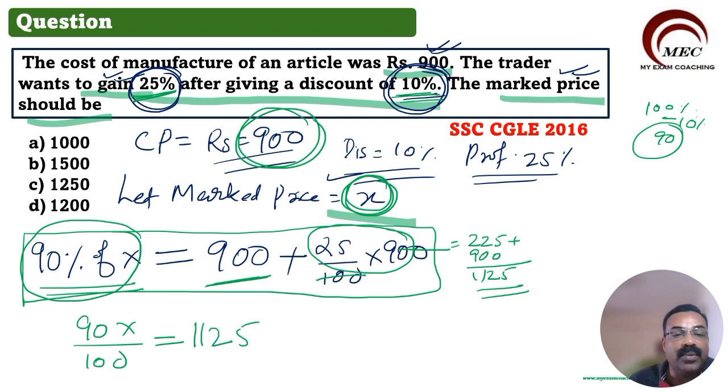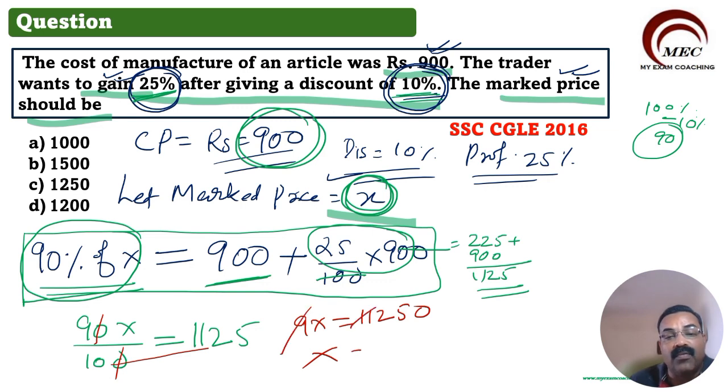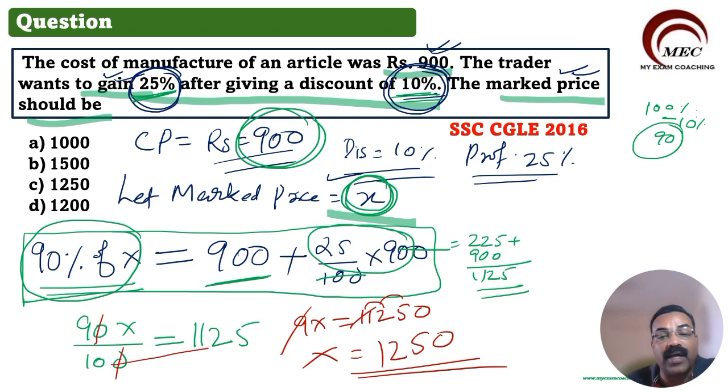What you can do? Cut this 0, cut this 0. Cross multiply, you get 9x is equal to 11250. Find out X. Cut 9 here. 9 times 1 is 9, 22 means 2 times, 45, 5 times 0. X is equal to 1250. So you can mark the correct option. X is equal to 1250. Option C is your correct answer.